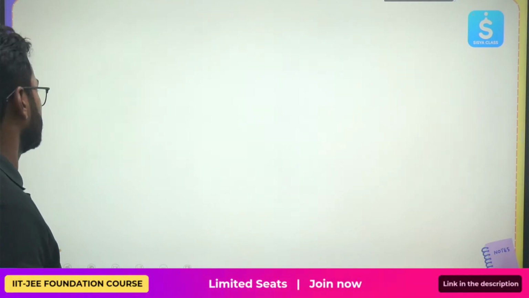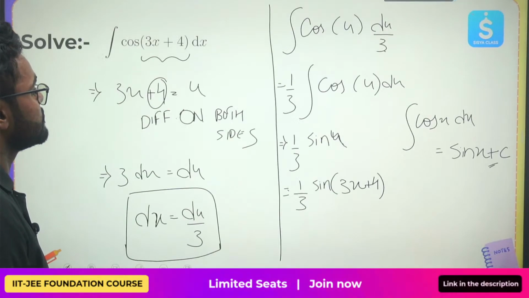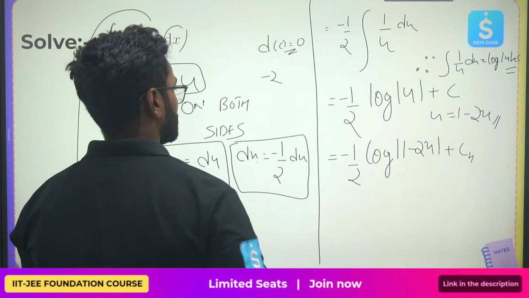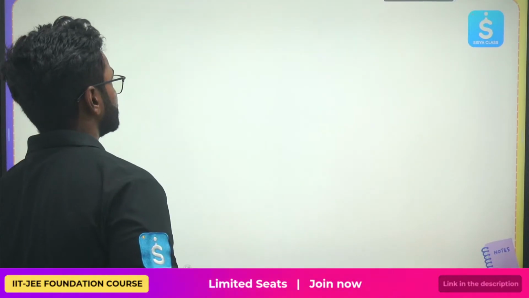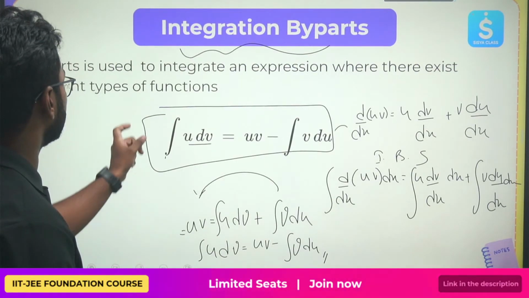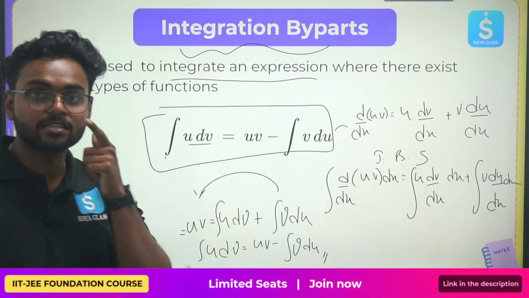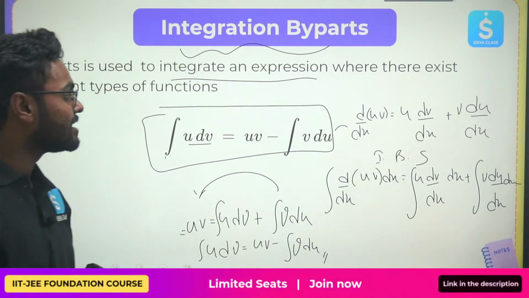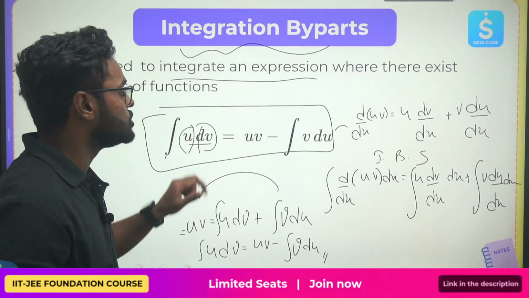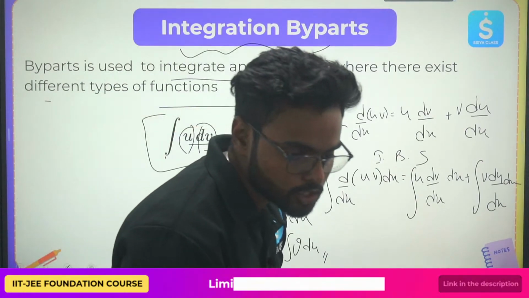In this we have to put C. Now, it is used to integrate an expression where there exist two or more functions, right? Now, how do you choose u and v? It is an important thing to choose. You have to know how to choose u and dv.